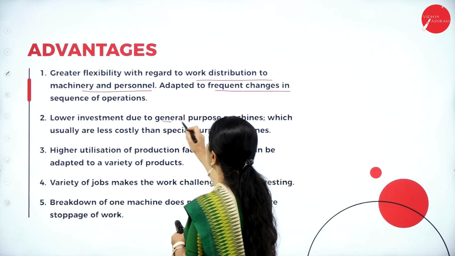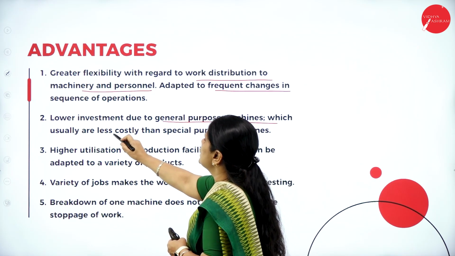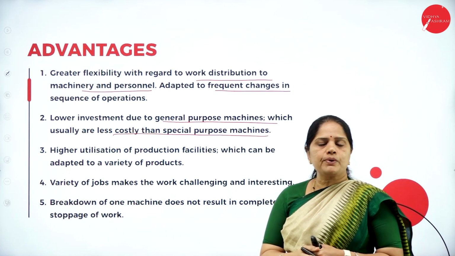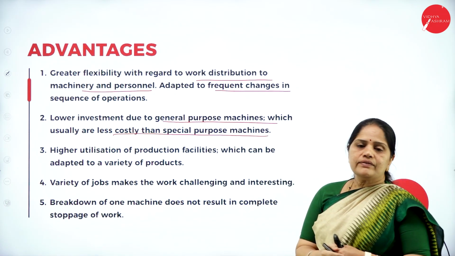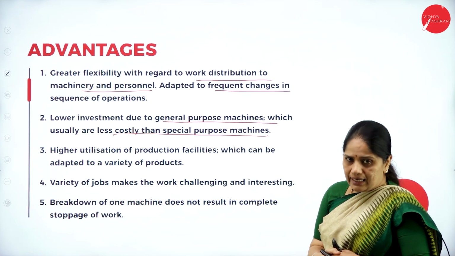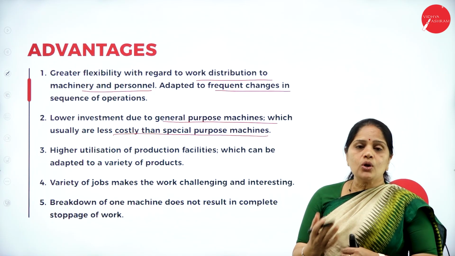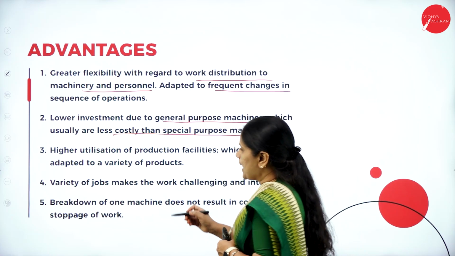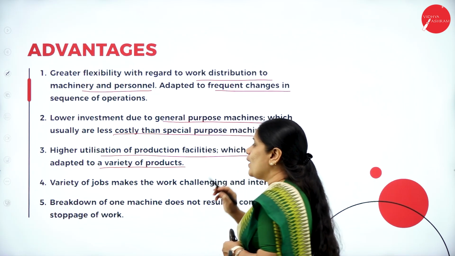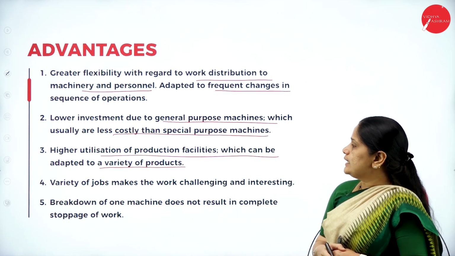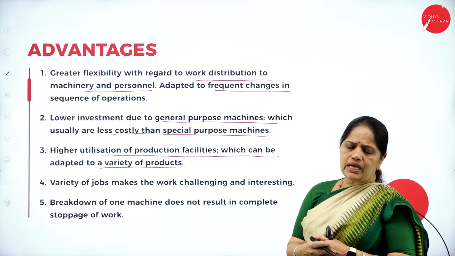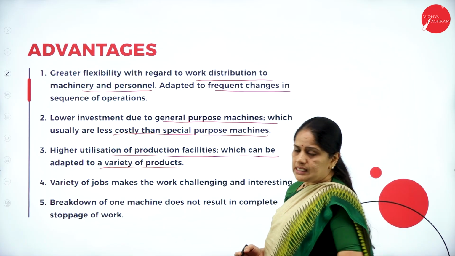Then lower investment due to general purpose machines, which are usually less costly than special purpose machines. So in case of this process layout, the machines which are used will usually be general purpose machines, because of which there will be lower investment in the machinery. Then higher utilization of production facilities, which can be adapted to a variety of products. So you can make the best utilization of the production facilities in case of a process layout.